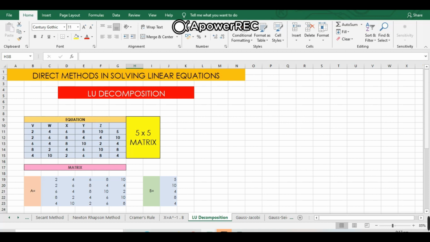Basically, the LU decomposition method comes in handy whenever it is possible to model the problem to be solved into matrix form. In this template, the scope is 5 by 5 matrix only, and the user cannot change the equation because the formula will be different in terms of the lower and upper matrix.